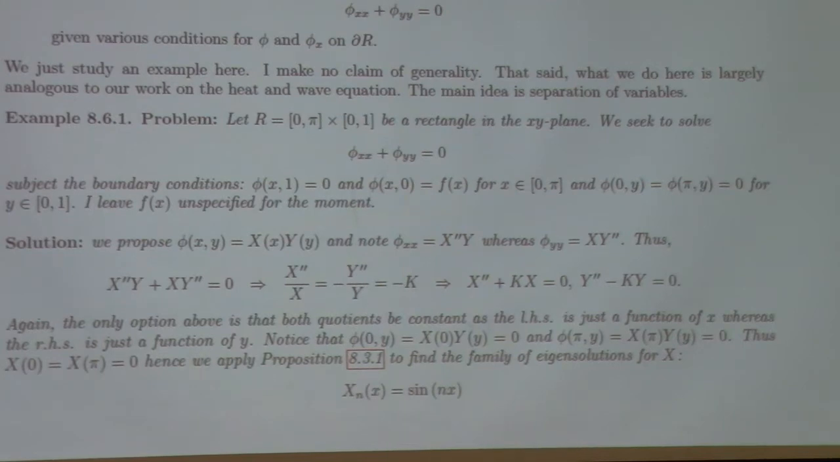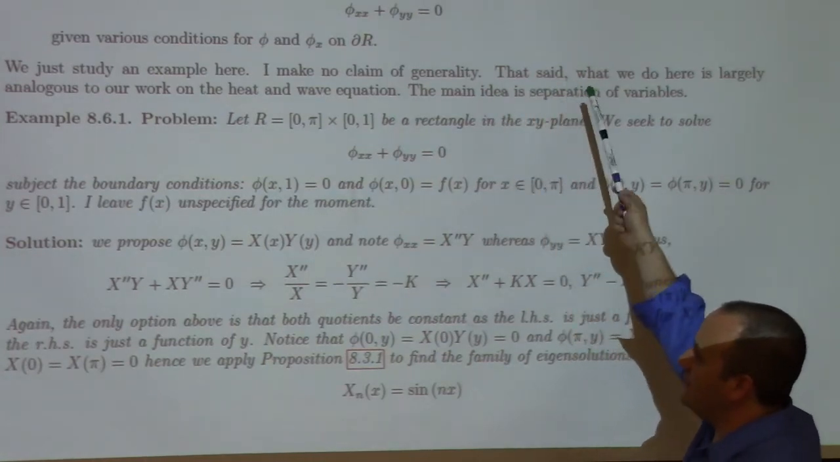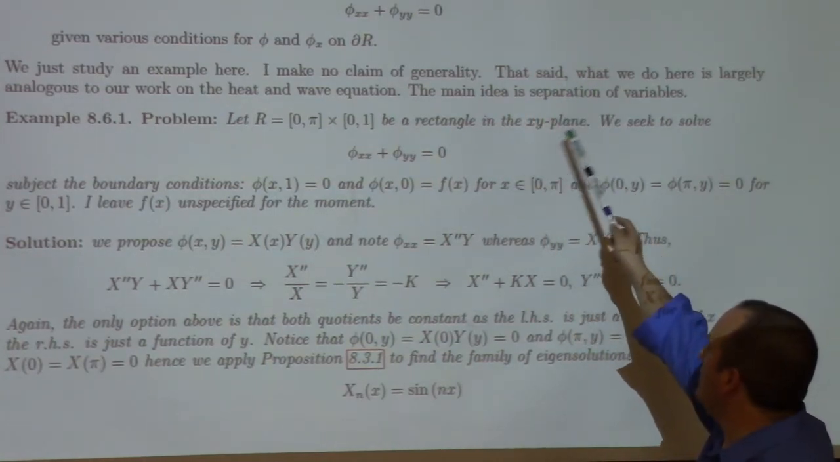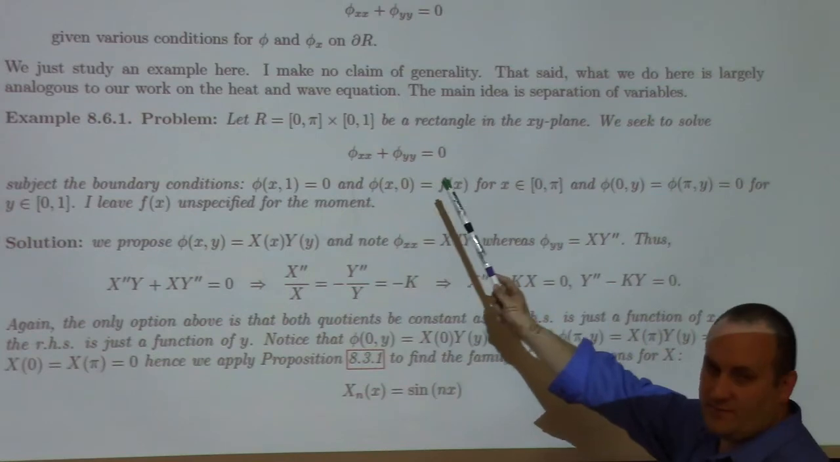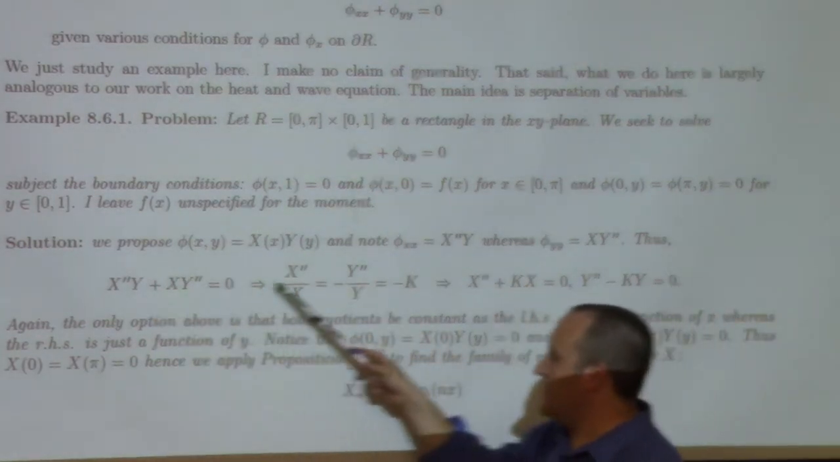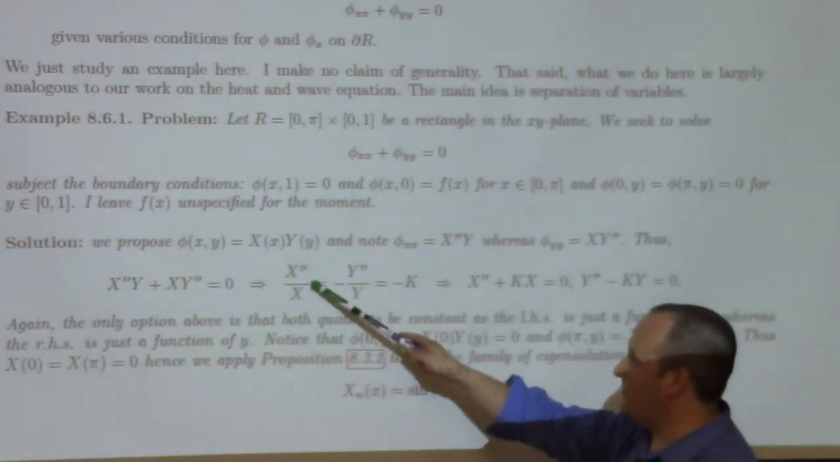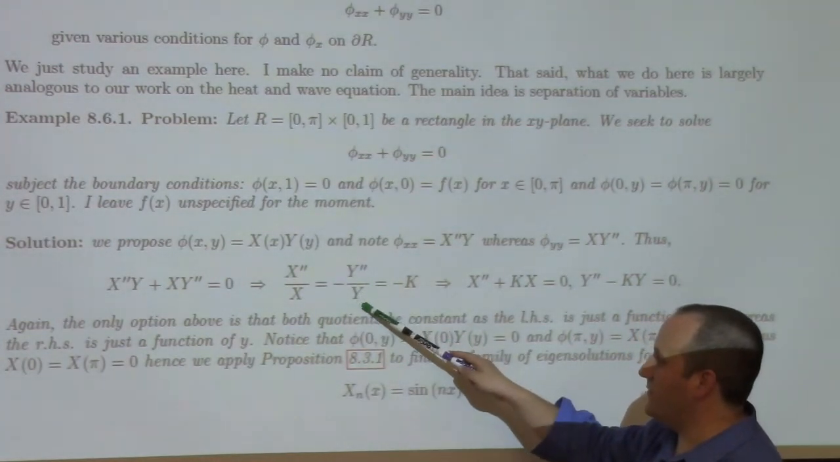Now Laplace's equation is kind of special: phi xx plus phi yy equals 0, same song and dance. We assume that you can write phi as X of x times Y of y. You stick it in, you divide by the product XY, and you get X prime prime over X equals minus Y prime prime over Y.